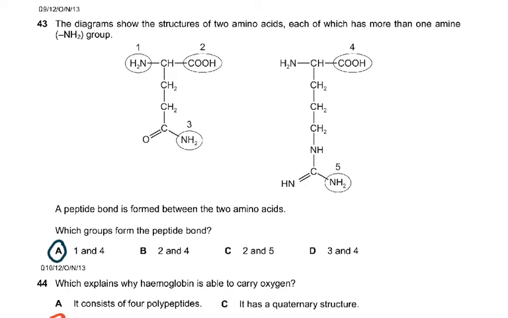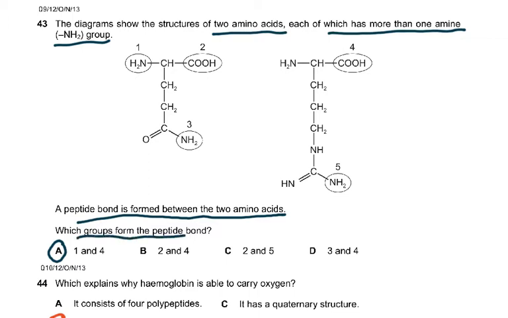Then the diagrams show the structures of two amino acids, each of which has more than one amine group. A peptide bond is formed between the two amino acids. Which groups form the peptide bond? Is it 1 and 4? Is it 2 and 4, 2 and 5, 3 and 4? So the answer was 1 and 4.